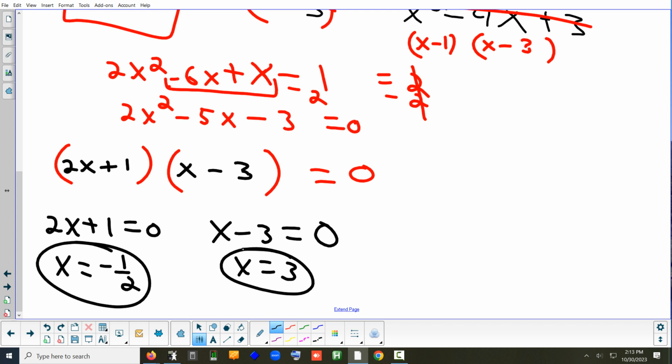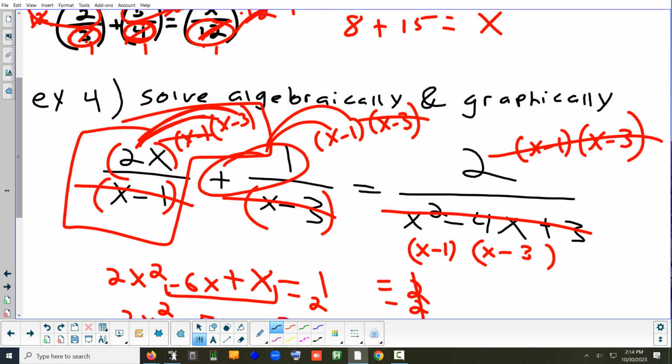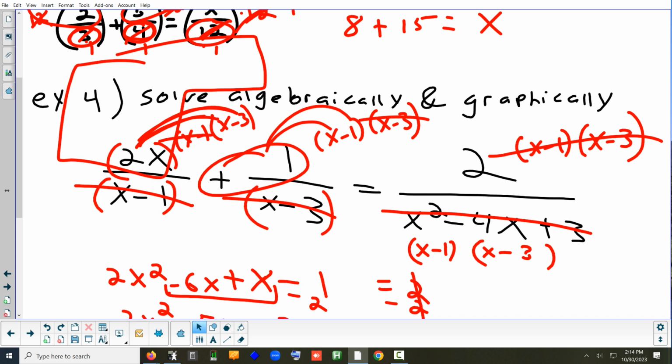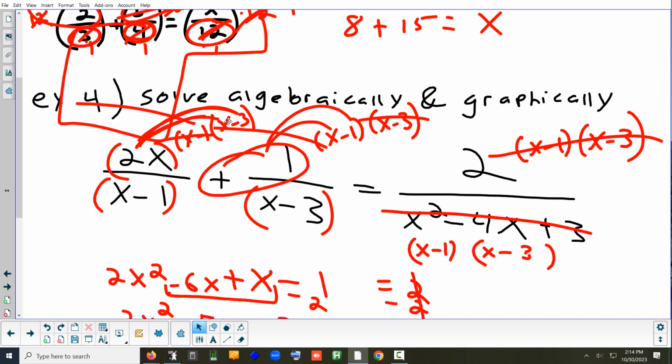All we have to do is make sure that they work in the original problem. And usually the only thing you have to check is that they do not cause you to divide by 0. Right. Let's start with 3. Can't read the denominators, I'll just move this stuff away from them. If you plug 3 into the first denominator, what's 3 minus 1? 2. That's fine. If you plug 3 into the second denominator, what's 3 minus 3? 0. That's a problem. So 3 cannot be plugged back into this problem. 3 would cause you to divide by 0.